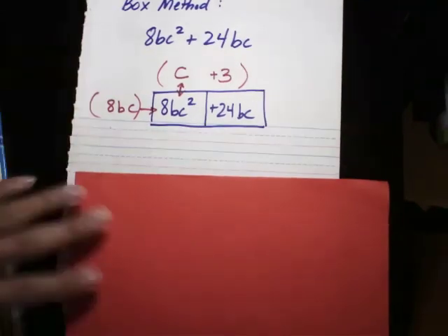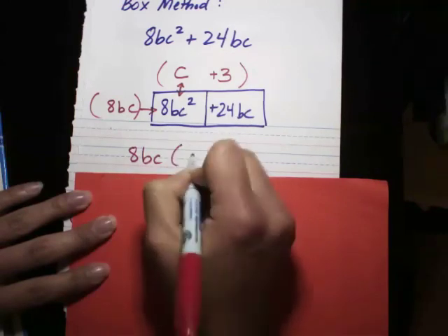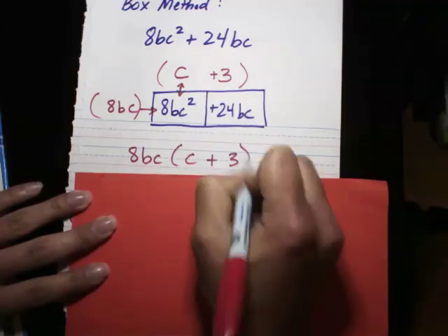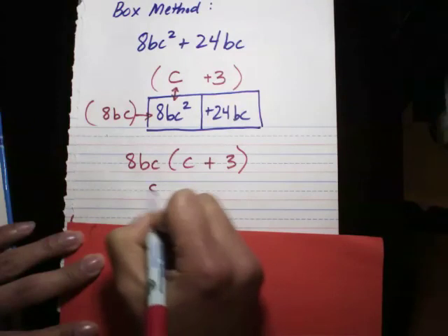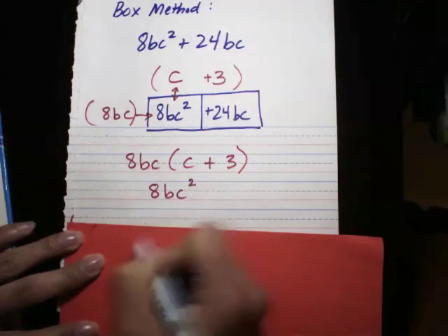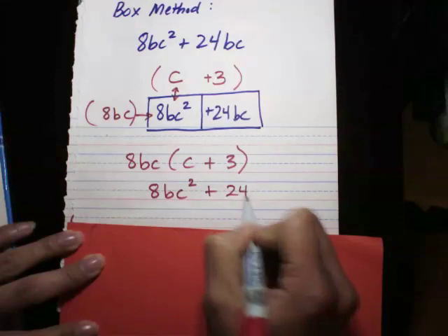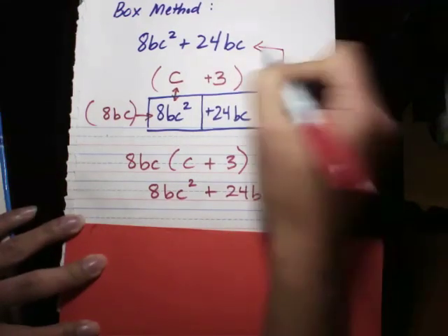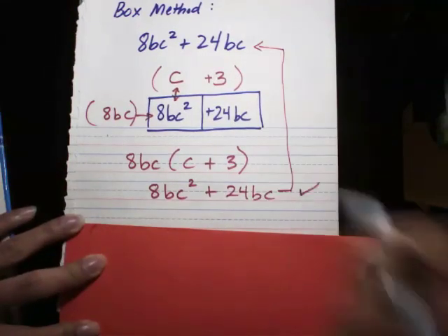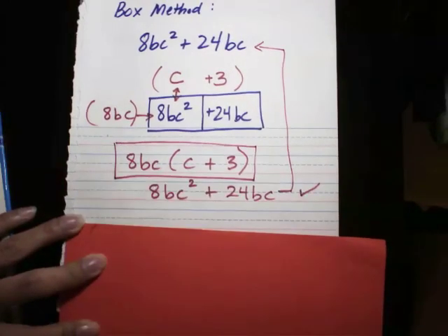And of course, we can double check. Let's take 8bc multiplied by c plus 3. 8bc times c would give us 8bc squared, plus 8bc times 3 would give us 24bc. It matches up to what we started off with, so that checks. So this would be our answer. This is the factored form.